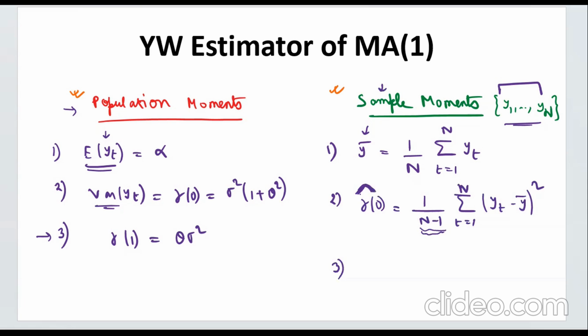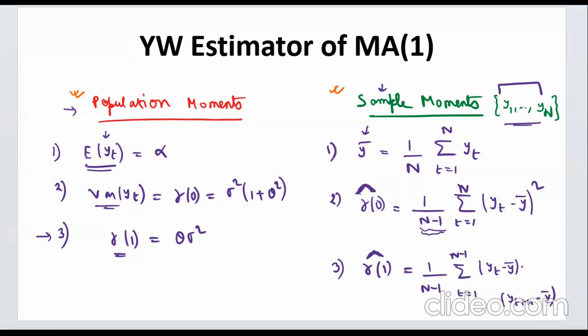And the third thing is the sample counterpart of gamma 1. This is again gamma 1 cap, right? Gamma 1 cap. What will be the formula for this? 1 by n minus 1 summation t from 1 to n minus 1 of (yt minus y bar) times (yt plus h minus y bar). So this is the formula, right? I hope you understood how we calculated the population moments and the sample moments.